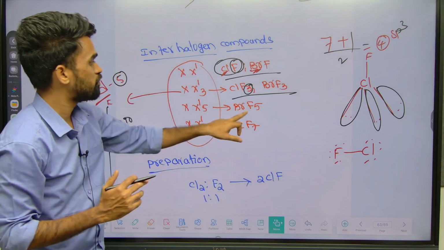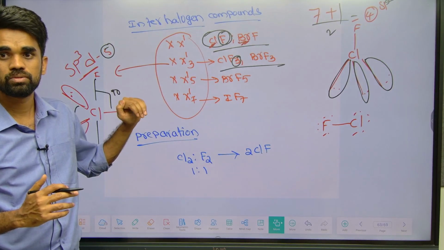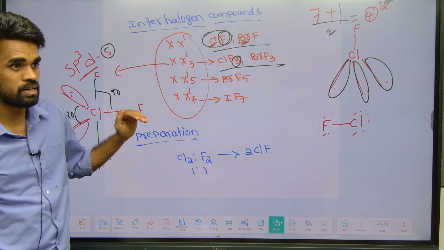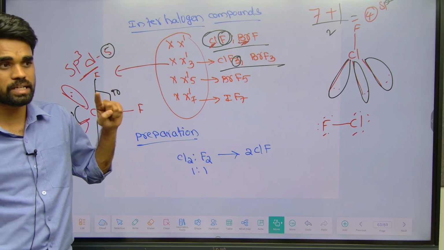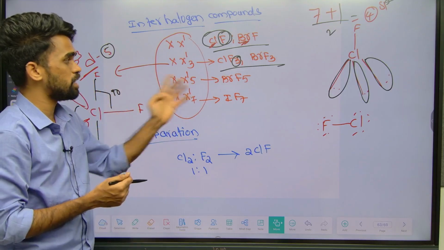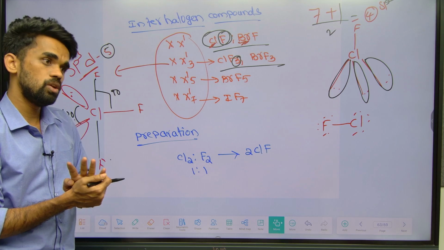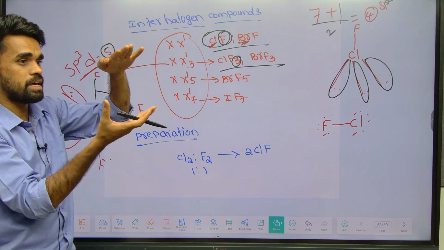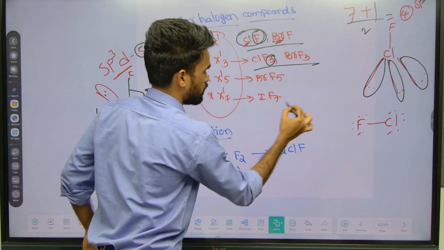Next, BrF5, this model you tell me. 7 plus 5 by 2, 6. It means sp3d2, which means octahedral. Octahedral means there should be 6 surrounding atoms, but how many do we have? It means one position is occupied by a lone pair. Now the remaining structure looks like what? Octahedral, you know now how it will be.